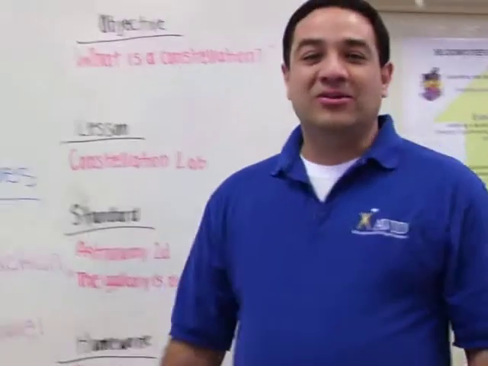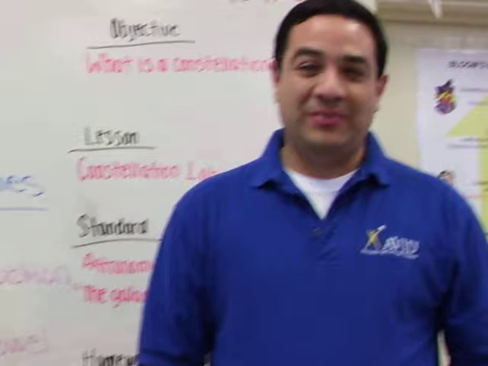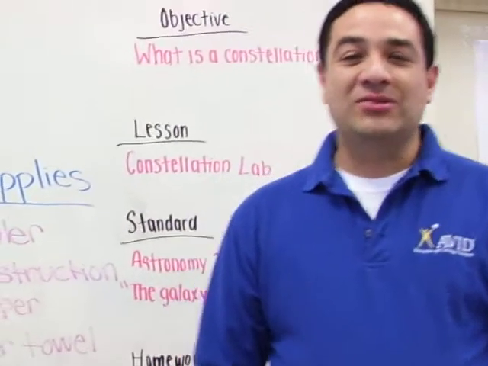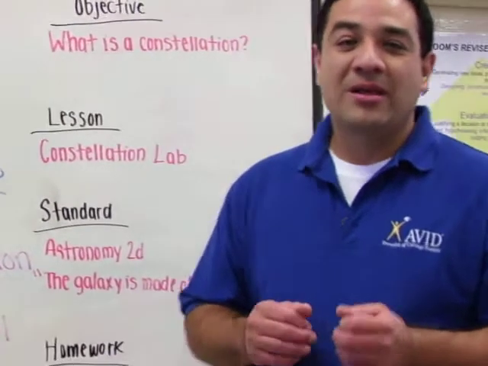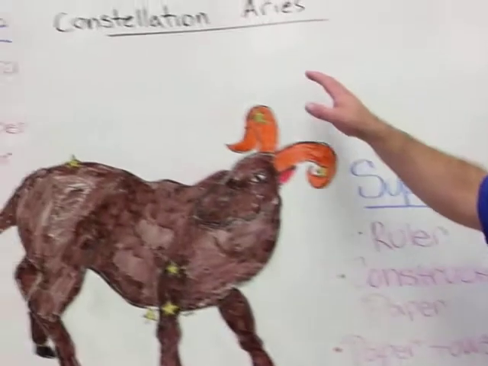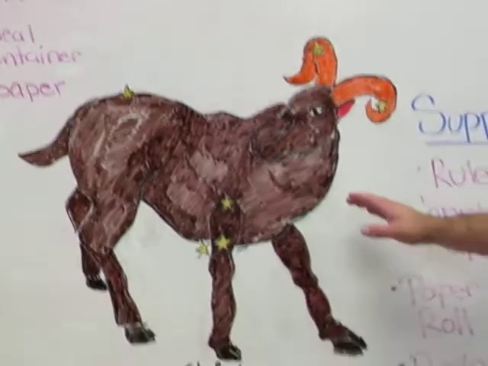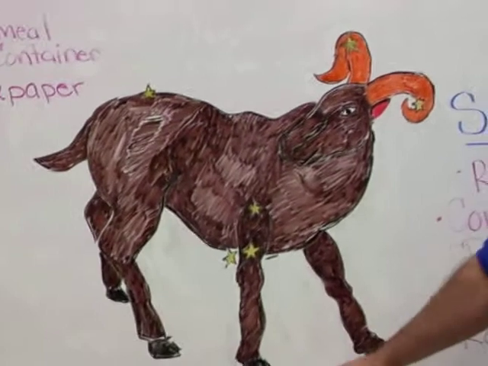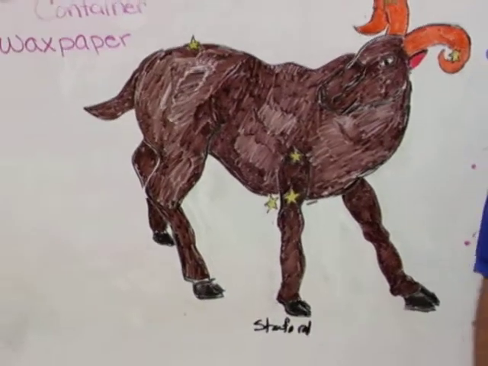Today's lab will try and answer the question, what is a constellation? A constellation is a group of stars organized in a recognizable pattern. One constellation is Aries, the ram, and this particular drawing was created by one of my students named Stanford. He did an exceptional job.